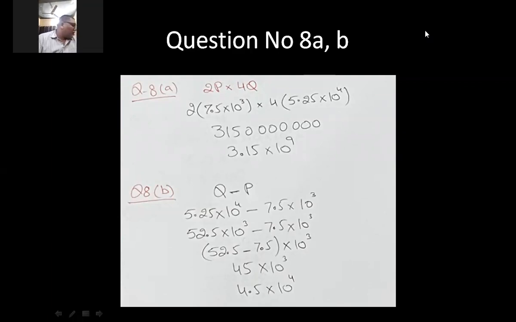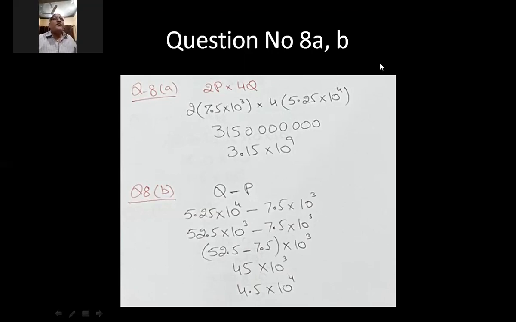So let me read question number 8. It says, given that P is equal to 7.5 x 10^3 and Q is equal to 5.25 x 10^4, express each of the following in the standard form. So the first question to you is 2P multiply 4Q.